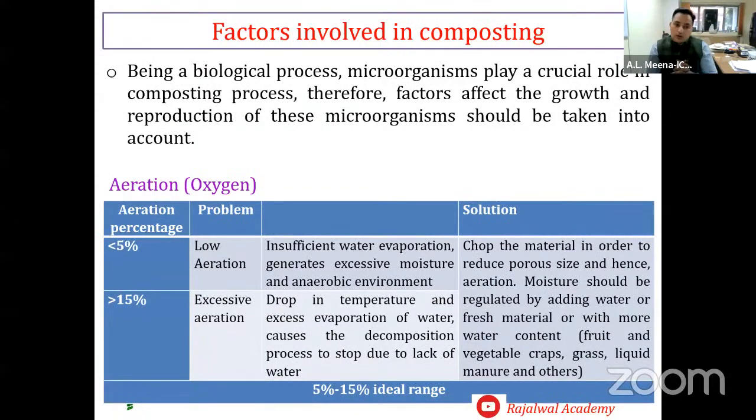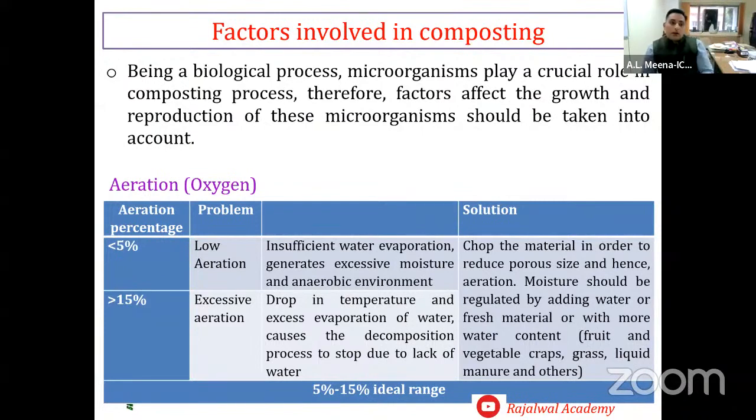If we talk about aeration, the ambient aeration level should be 5 to 15%. If the aeration level is less than 5%, then aerobic microorganisms cannot develop, and there will be anaerobic conditions and incomplete decomposition of your composting material. And if it is more than 15%, then the temperature will not rise and pathogen killing will not happen in the composting material. So the aeration level should be 5 to 15% for ideal preparation of the composting material.